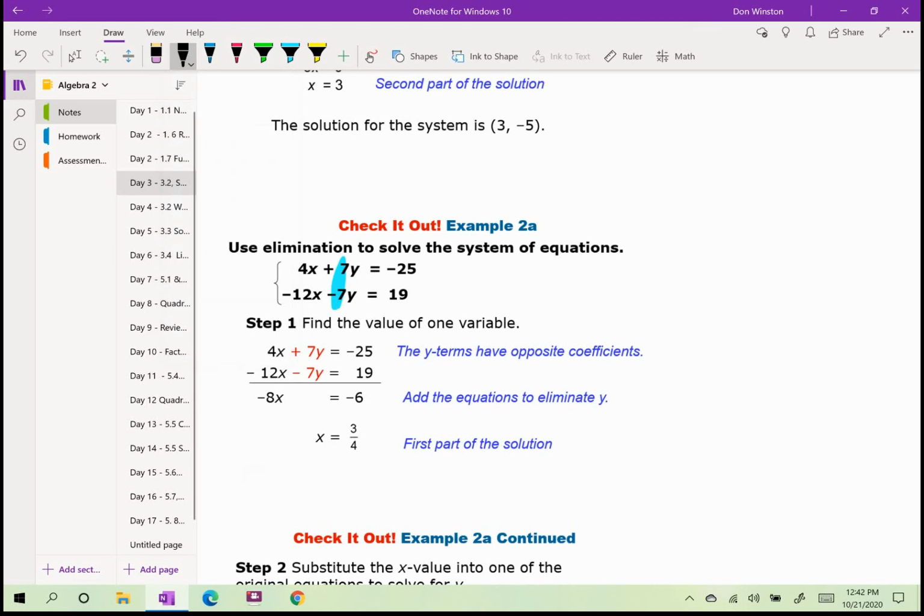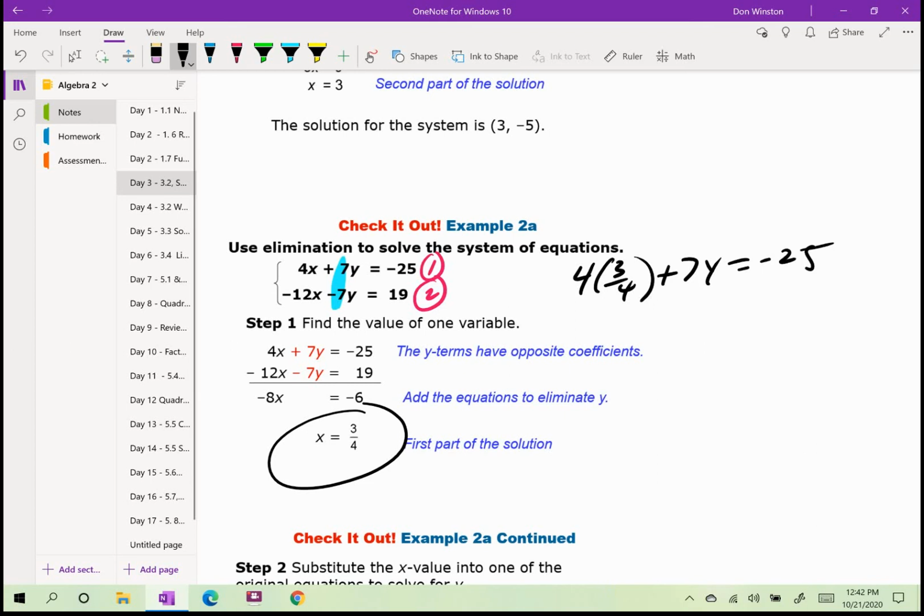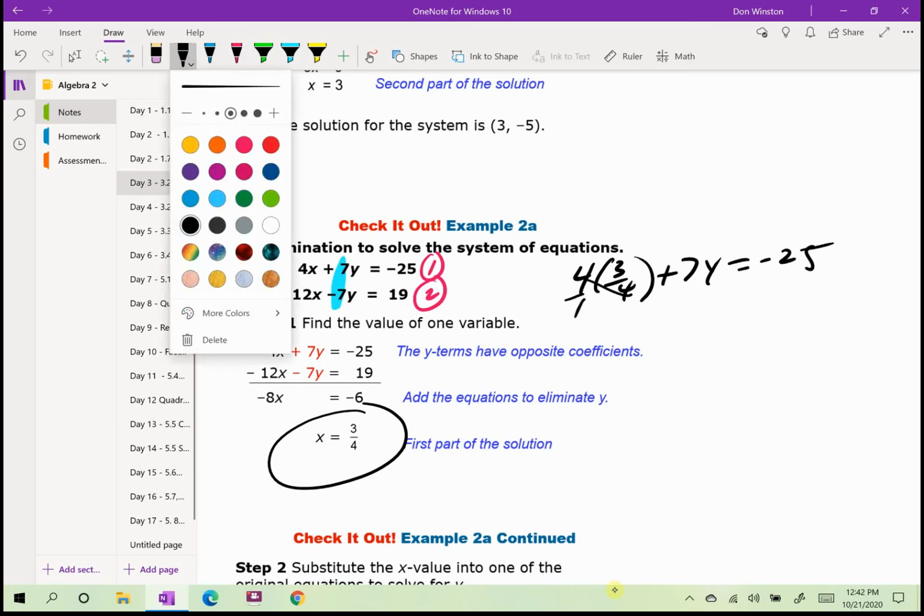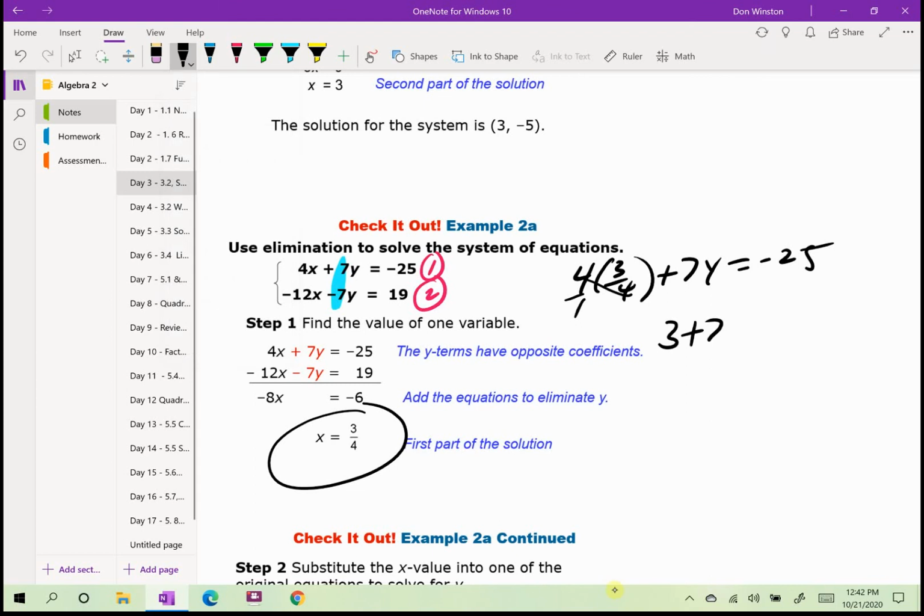3/4. That's what x is equal to. And so what I can do is take that 3/4 and substitute it into either equation. So I'll substitute it into the first equation. So I have 4 times 3/4 plus 7y equals negative 25. 4 times 3/4, you cancel out the 4's, and you just get 3 plus 7y equals negative 25. Subtract 3, you get 7y equals negative 28. Divide by 7, you get y is equal to negative 4.